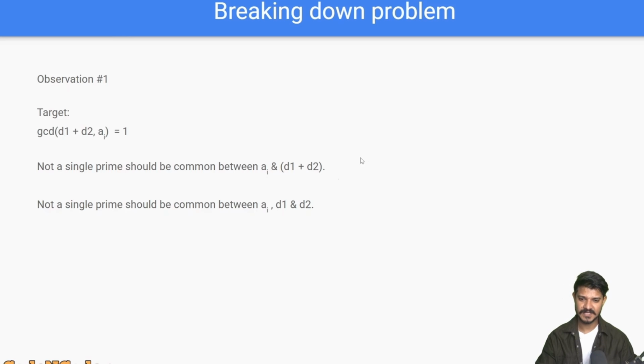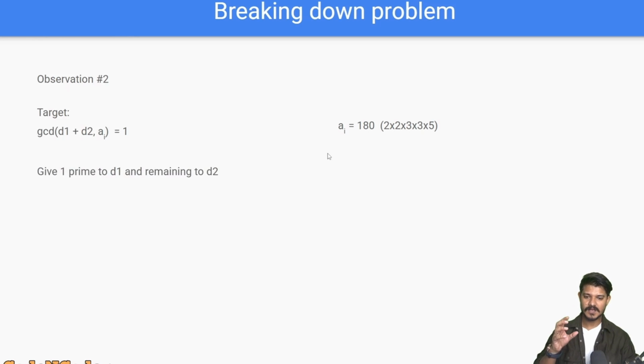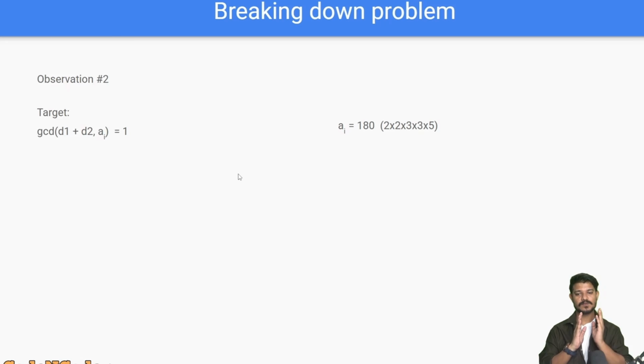Now, observation number 2. I am taking the example ai as 180, so its prime factorization would be 2 times 2, 3 times 3, and 5. I'm taking this as an example to explain it better. We want d1, d2, and ai to not have anything common, not even a single prime. How can we make sure of that?